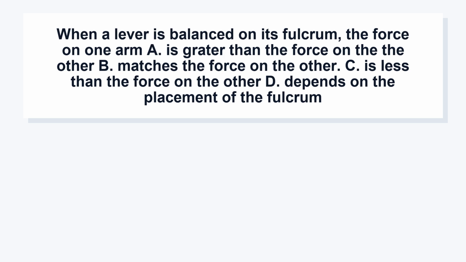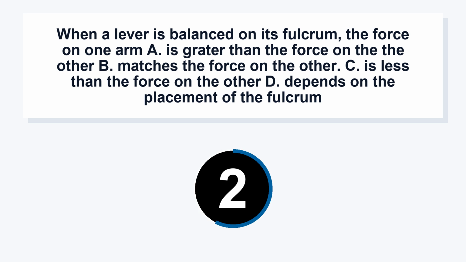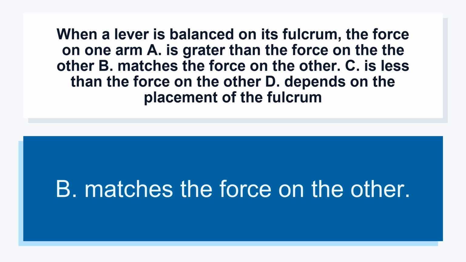When a lever is balanced on its fulcrum, the force on one arm A. is greater than the force on the other. B. matches the force on the other. C. is less than the force on the other. D. depends on the placement of the fulcrum. B. matches the force on the other.